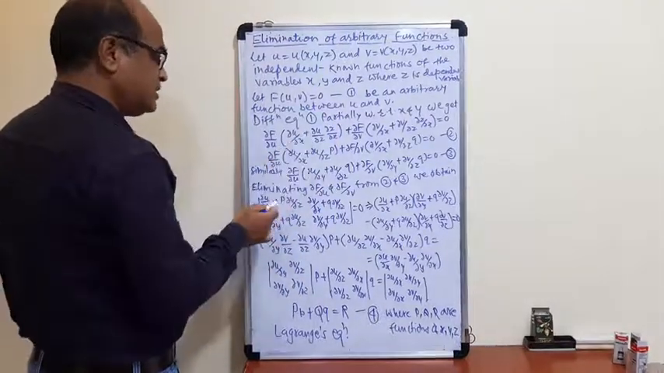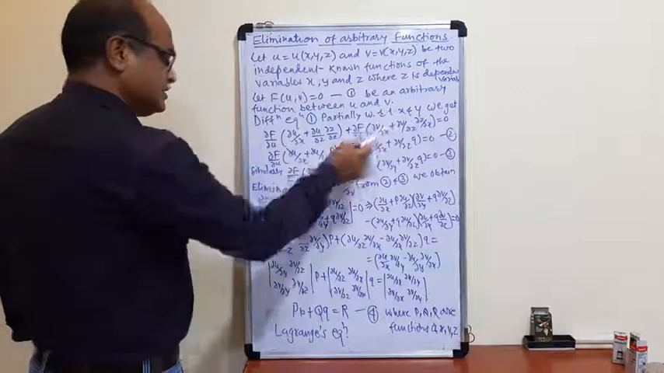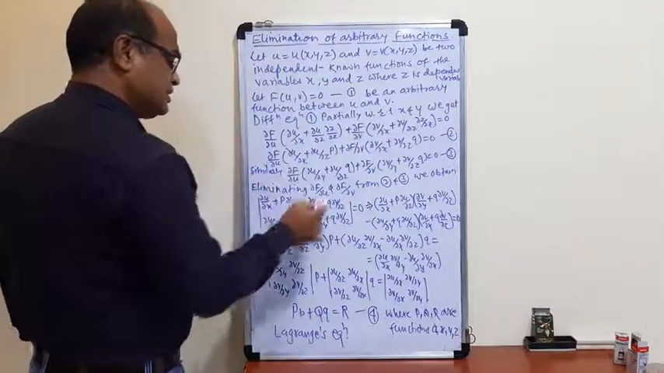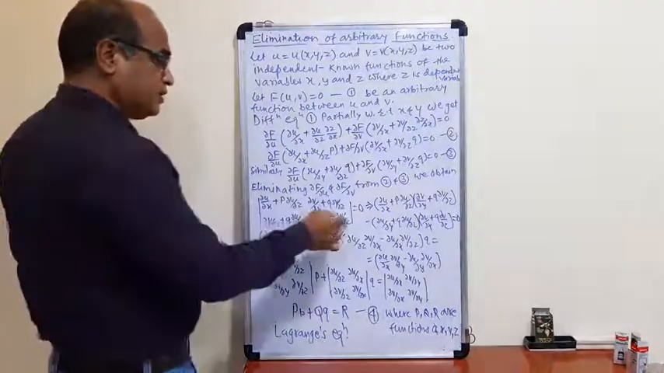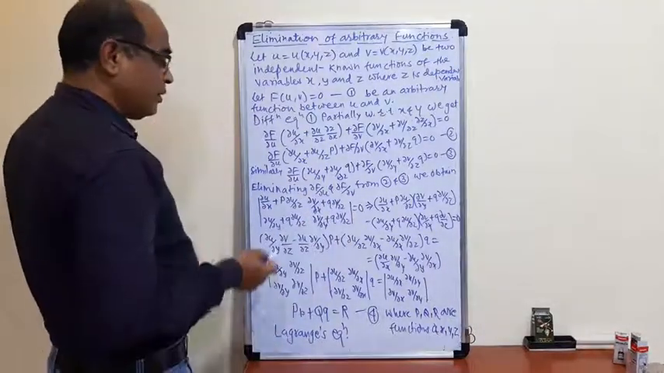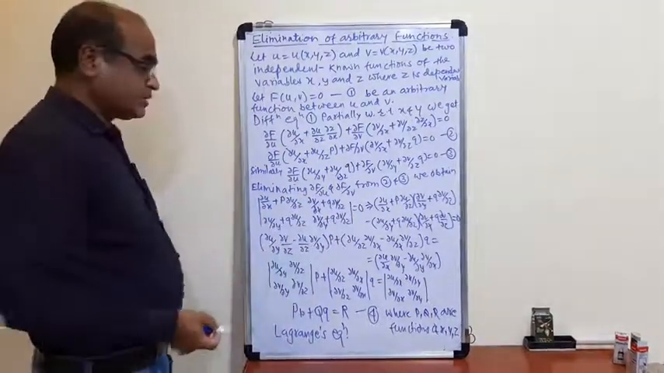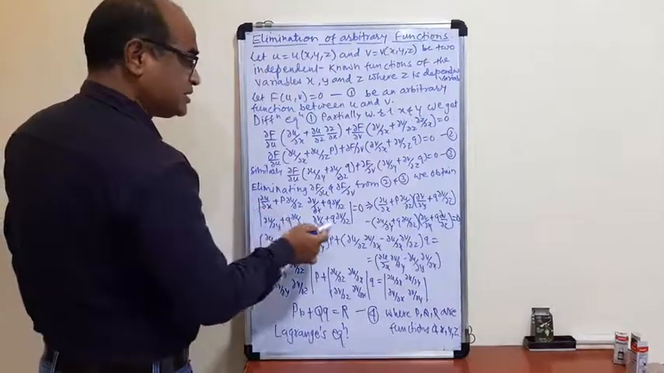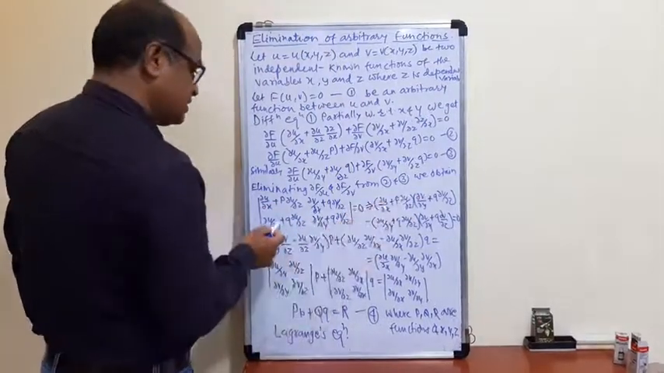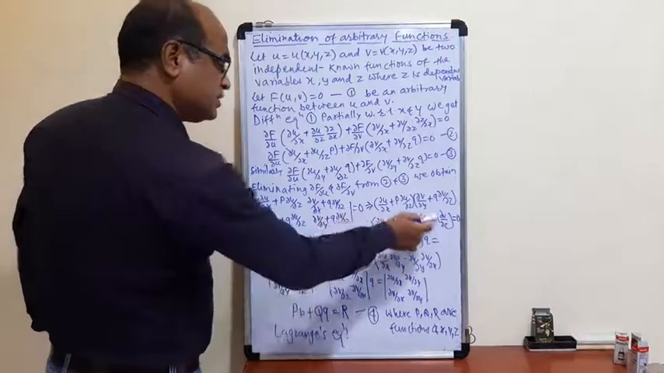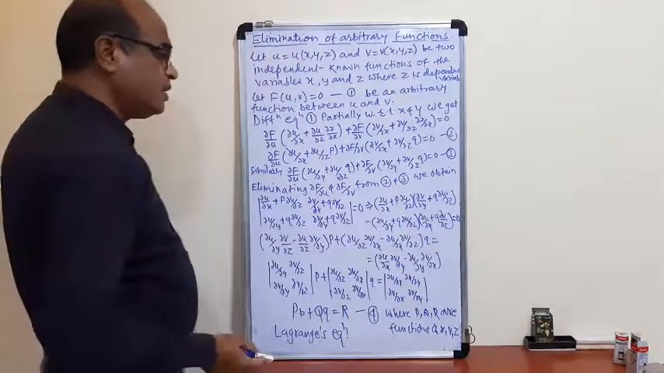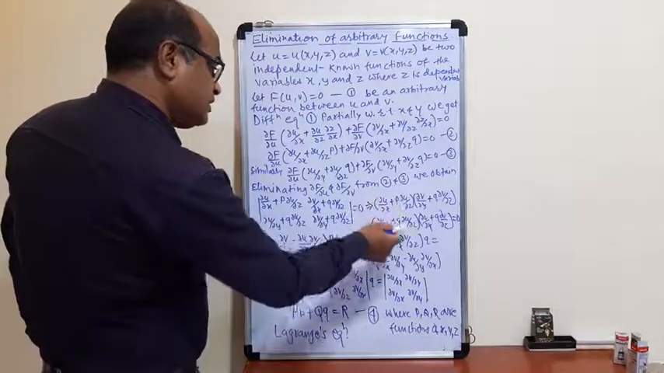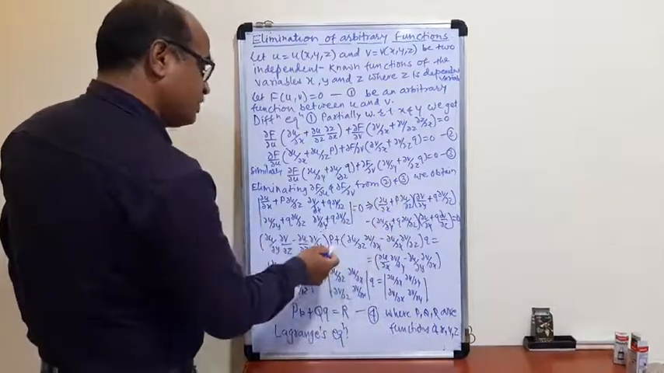This coefficient is here, this is here, this is here, and this is here. So the determinant is equal to 0. Solving this second order determinant, this into this minus this into this is equal to 0 here. So now solving this equation, what is the coefficient of p?